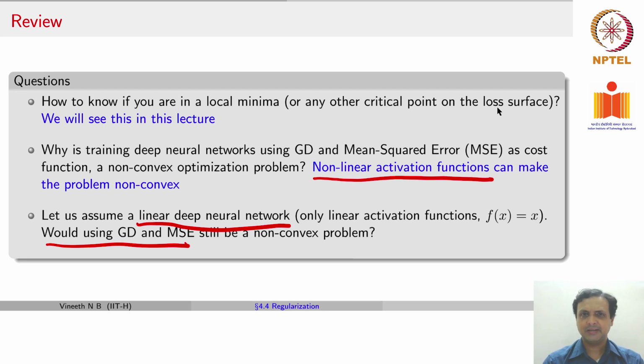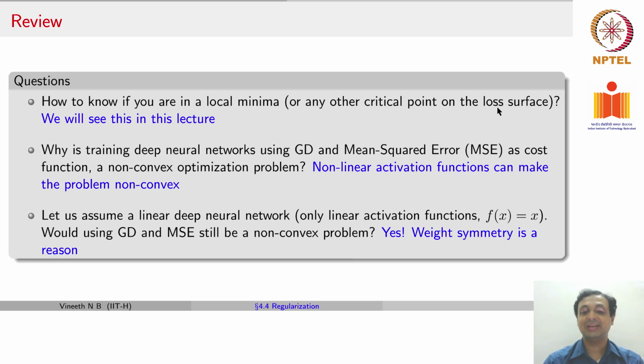From the answer I said earlier, it should be a convex optimization problem because the cost function is mean square error, and I just said that nonlinear activation functions is what could make the problem non-convex. So which means if you have linear activations, it should be convex. But the answer is no, it's still not convex, or rather yes for non-convexity. A reason for that is the phenomenon of weight symmetry. There are many other symmetries in a neural network, but weight symmetry is at least one reason. What does this mean? What does weight symmetry mean?